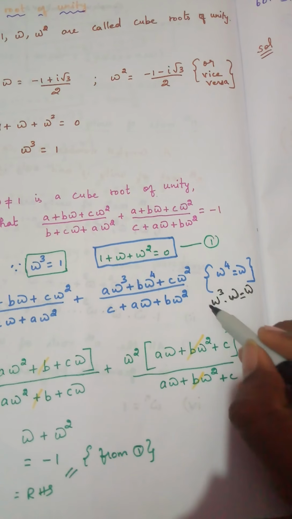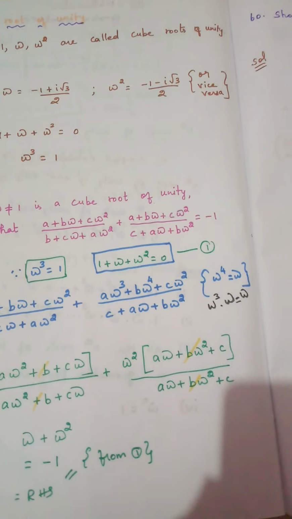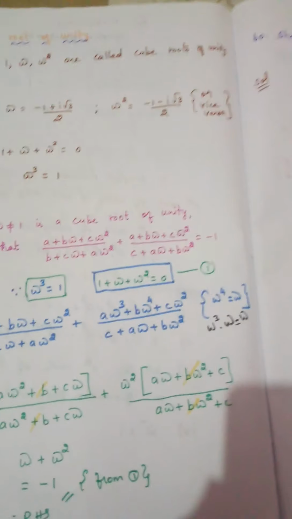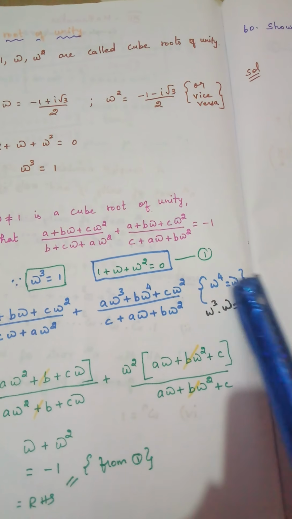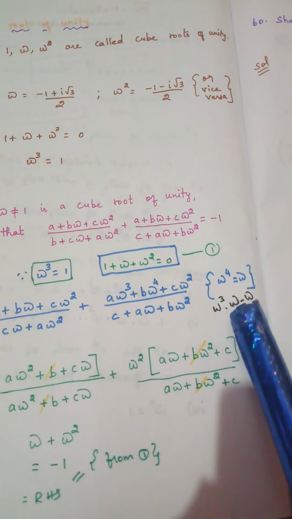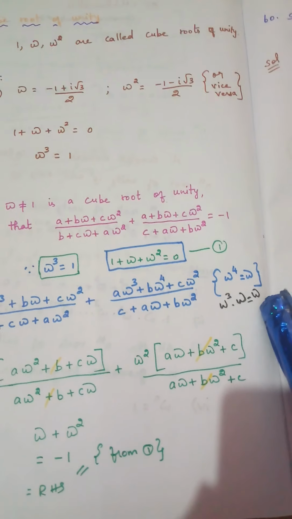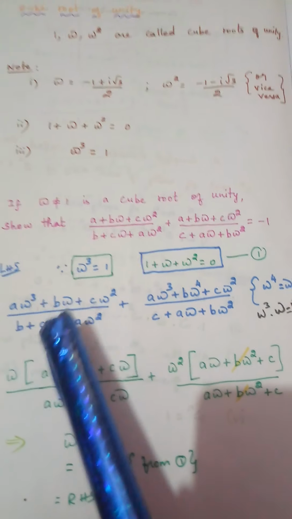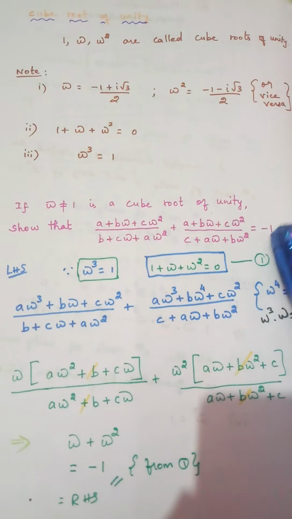Why is it equal to omega? Because omega cube value is 1. So 1 into omega is omega. I think you will understand that. Again I repeat, omega power 4 is nothing but omega, right? Why? Because omega power 4 is split like this, under which omega power 3 value is 1. So omega remains. Now this is actually the question, LHS. What we need to prove? The value is equal to minus 1.